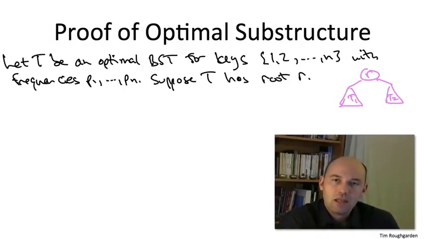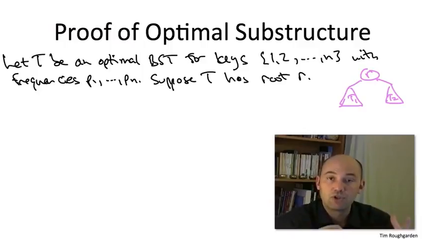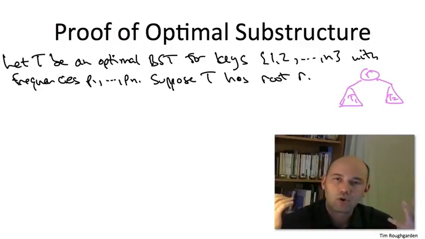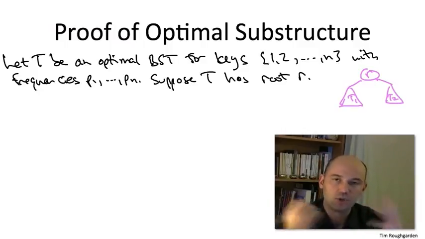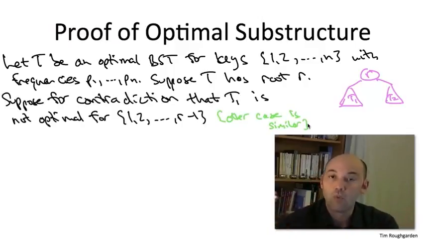We're going to assume that's not true. What would that mean? That means for one of these two subproblems, either 1 through r-1 or r plus 1 through n, there's a binary search tree with even smaller weighted search cost, search time, than t1 or t2 respectively. The two cases are totally the same, whether in our contradiction we assume t1 is not optimal or whether t2 is not optimal. I'm just going to prove it in the case that t1 is not optimal.